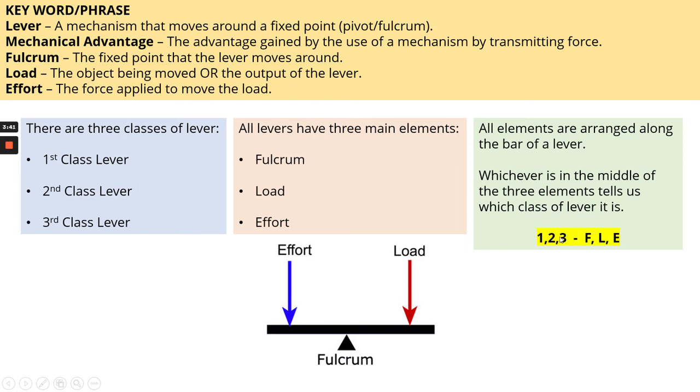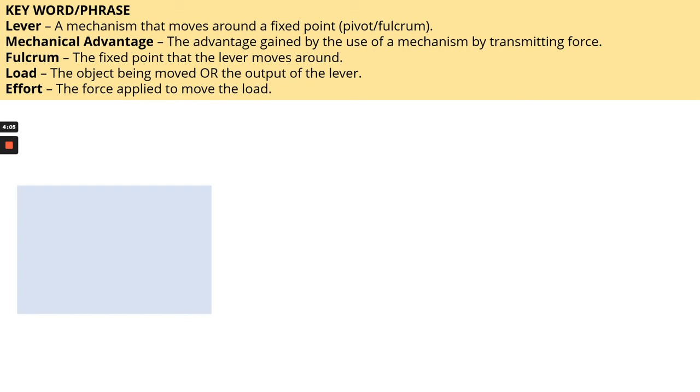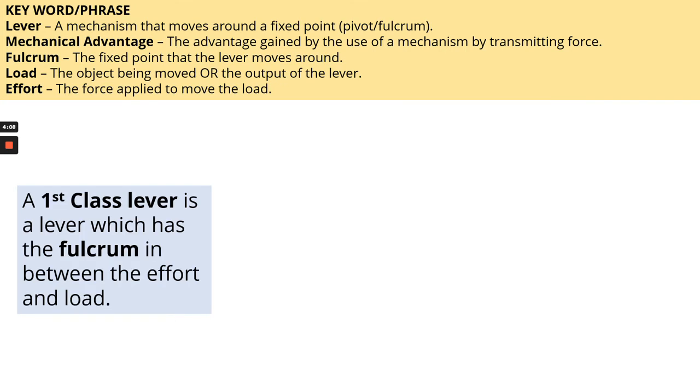So the next one is the second class lever. A second class lever is a lever which has the load in between the effort and the fulcrum. 1, 2, 3, FLE. Second class, load in the middle. So for example, nutcrackers. This is where it pivots from, the fulcrum. The nut, this section in the middle, is the output because we want the nutcracker to crack open a nut. The load is in between the effort and the fulcrum, meaning it's a second class lever. 1, 2, 3, FLE. Pause the video.